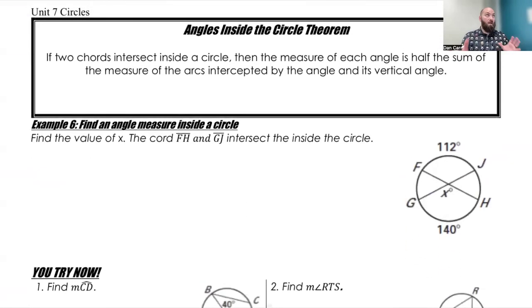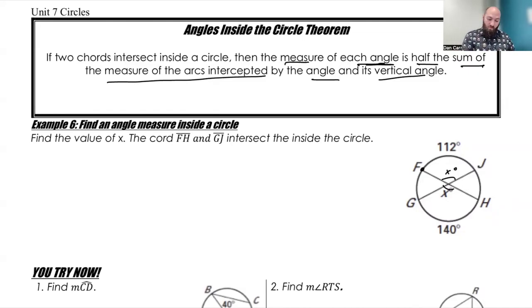All right, last theorem for this one. If two chords intersect inside a circle, then the measure of each angle is half the sum of the measures of the arcs intercepted by the angle and its vertical angle. This can be a little bit confusing, but when I look at this diagram, this is what we mean here. Here's an angle inside, this angle x. Here's its vertical angle, which is also going to be angle x. It doesn't really matter which one we're looking at here.